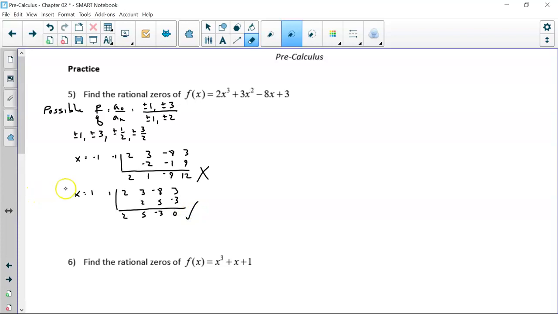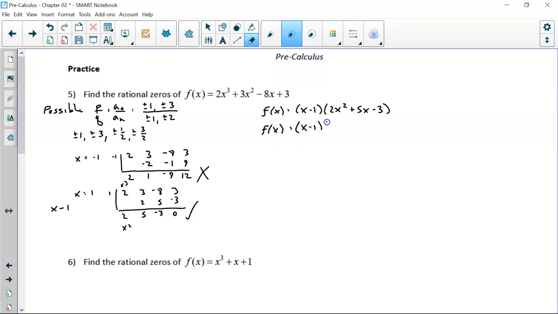Now, our first factor is x minus 1. We subtract the 0 from x. So f of x equals x minus 1. And now, from our division, that was x cubed up top, so x squared. So it's 2x squared plus 5x minus 3. Now, you could keep trying different values, but once you get to the quadratic, factor the quadratic.